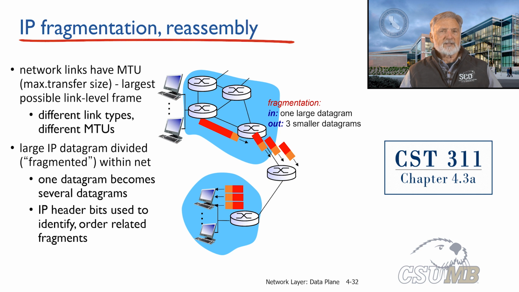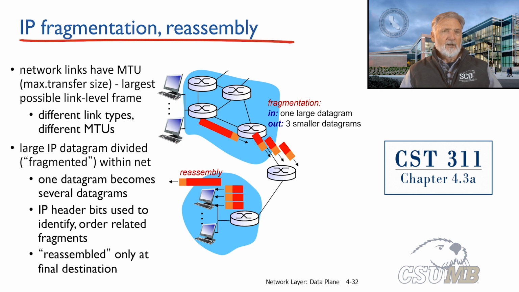This process is called fragmentation. These smaller packets then traverse the rest of the network path and get reassembled at the receiving host. Note that fragmentation can occur in the middle of the network. Reassembly, however, does not occur in the middle of the network. Reassembly only takes place at the final destination.